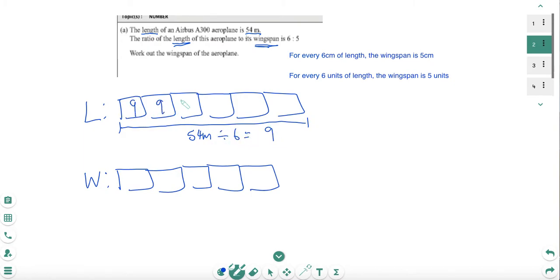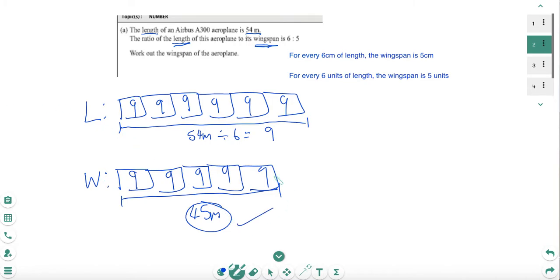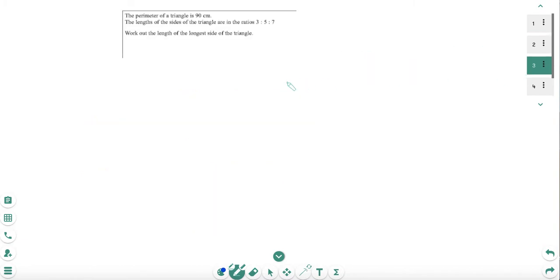So 9, 9, 9, 9, 9, 9. And since all the units are the same size, the wingspan will be 9, 9, 9, 9, 9. All right, and 5 nines make 45. So the wingspan is 45 meters long, and that's our answer, guys. Work out the wingspan of the airplane, 45 meters. All right, next question.